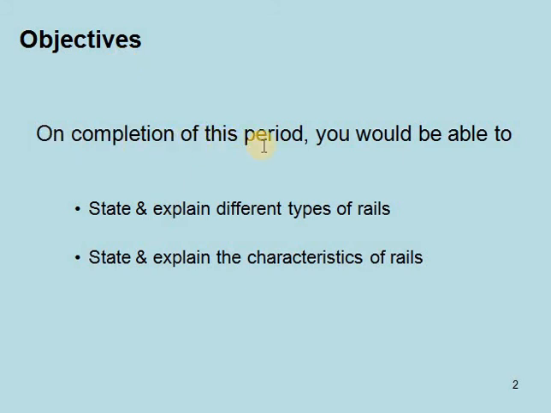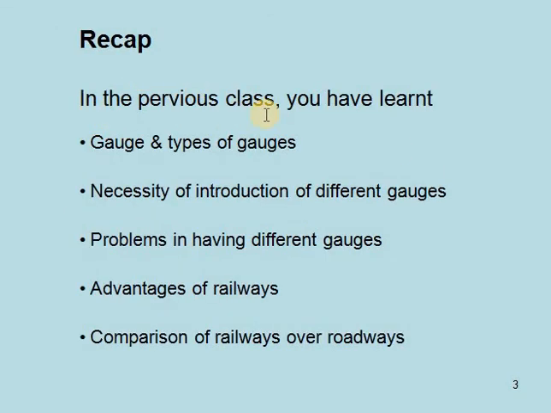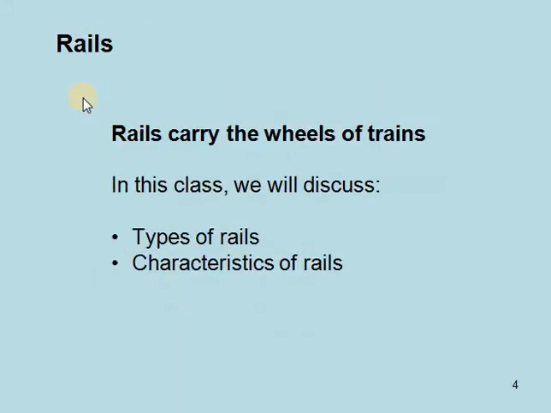Objectives: on the completion of this period, you would be able to state and explain different types of rails and the characteristics of rails. Recap: in the previous classes we have learned gauges and types of gauges, necessity of introduction of different gauges, problems in having different gauges, advantages of railways, comparison of railways over roadways. Now in this class we are going to see the rails: types of rails and characteristics of rails.